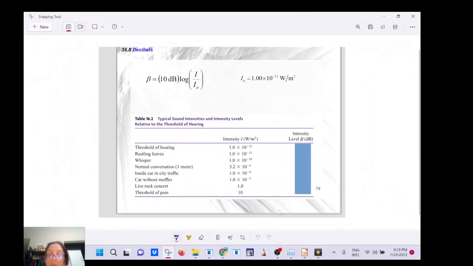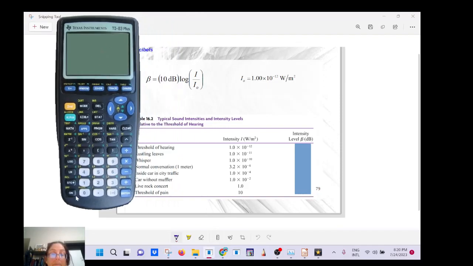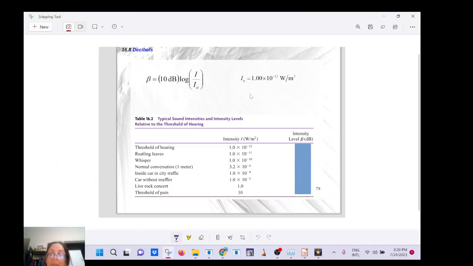So that's going to be 0 because that's the threshold of hearing. But you can use the equation. So beta is going to be 10 log of 10 to the negative 12. And here I'm using as the base the threshold of hearing. That's what it says here. So 10 to the negative 12, so log of 1 is going to be 0. So that's going to be 0.